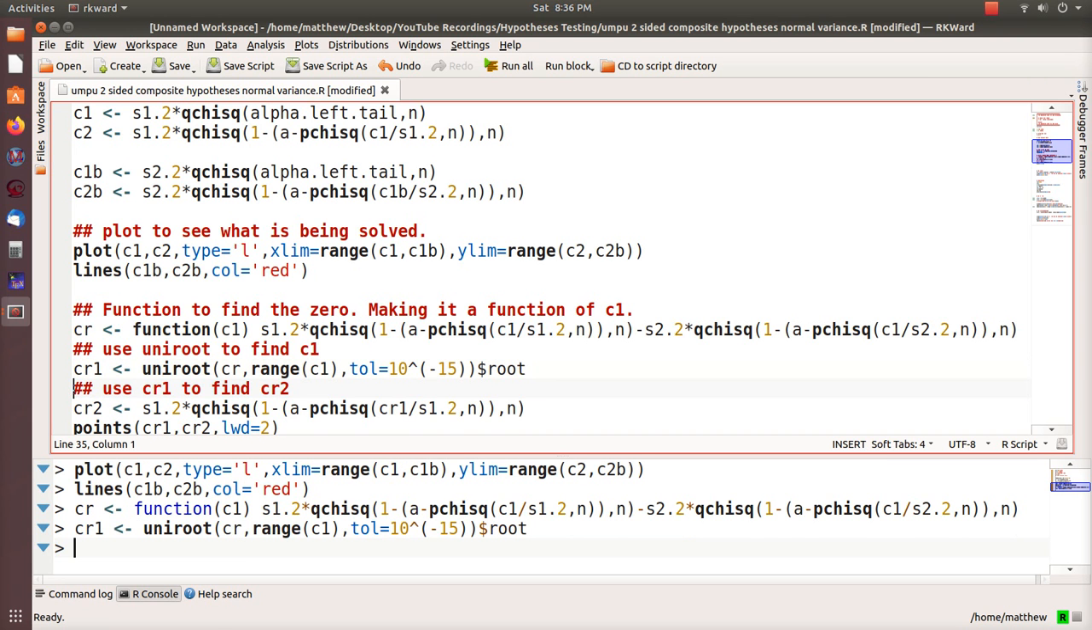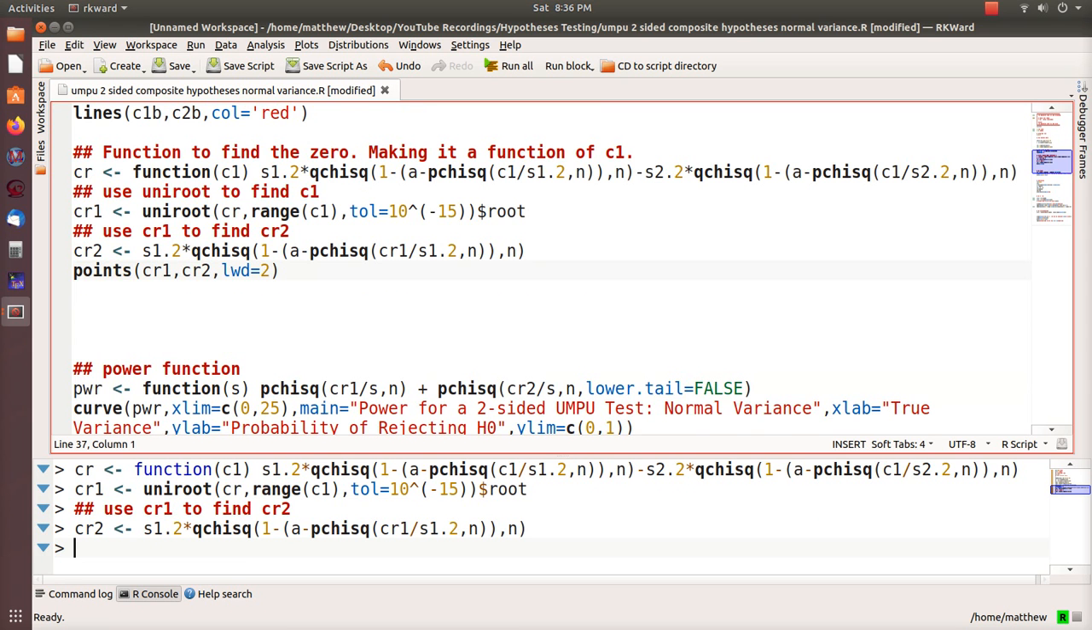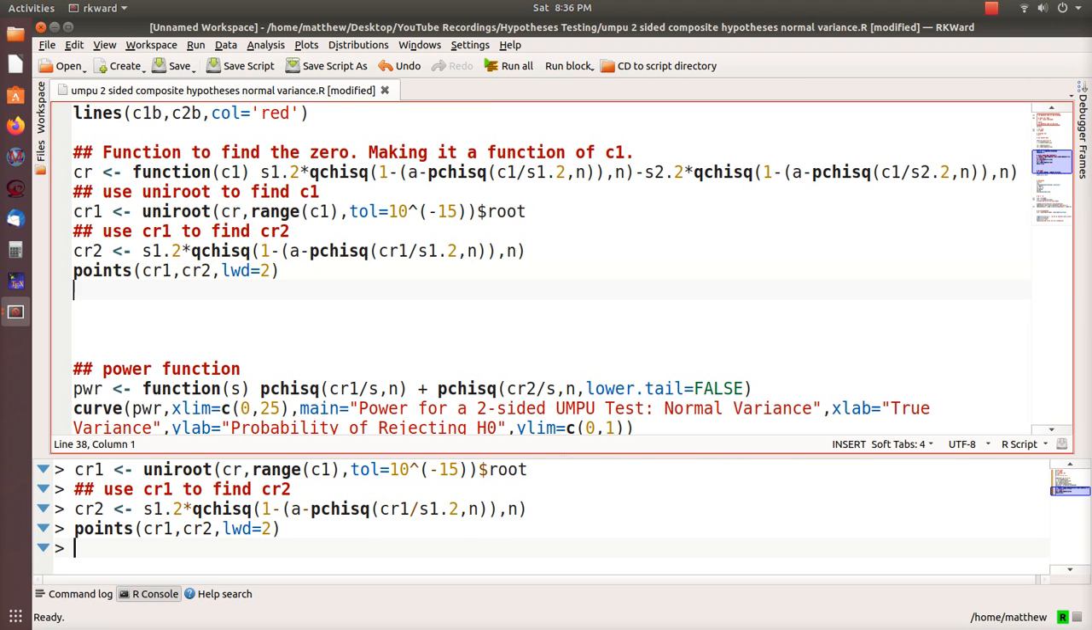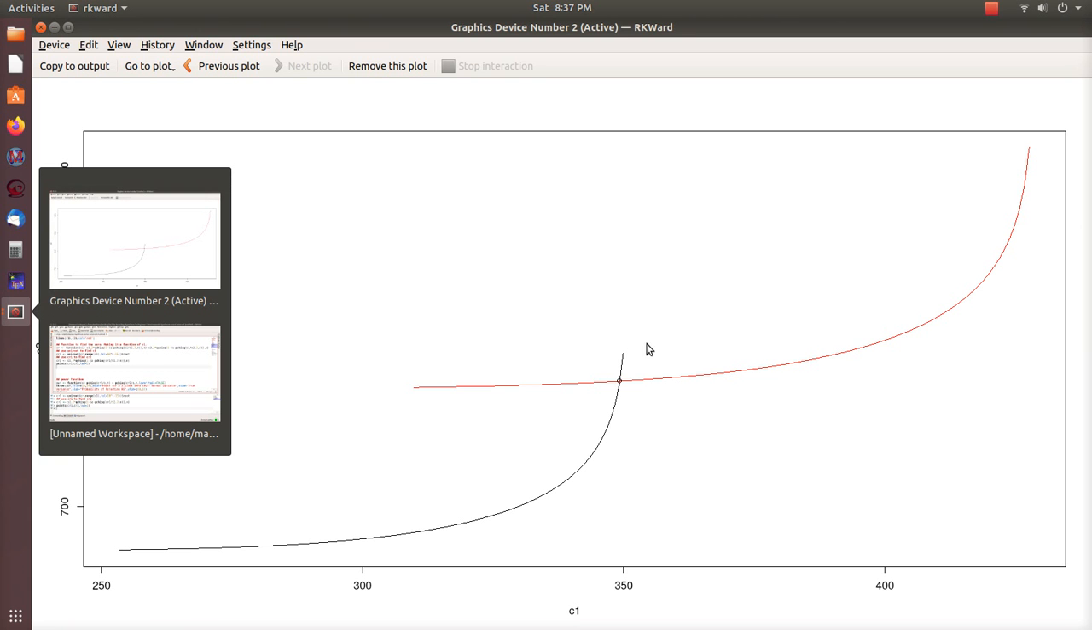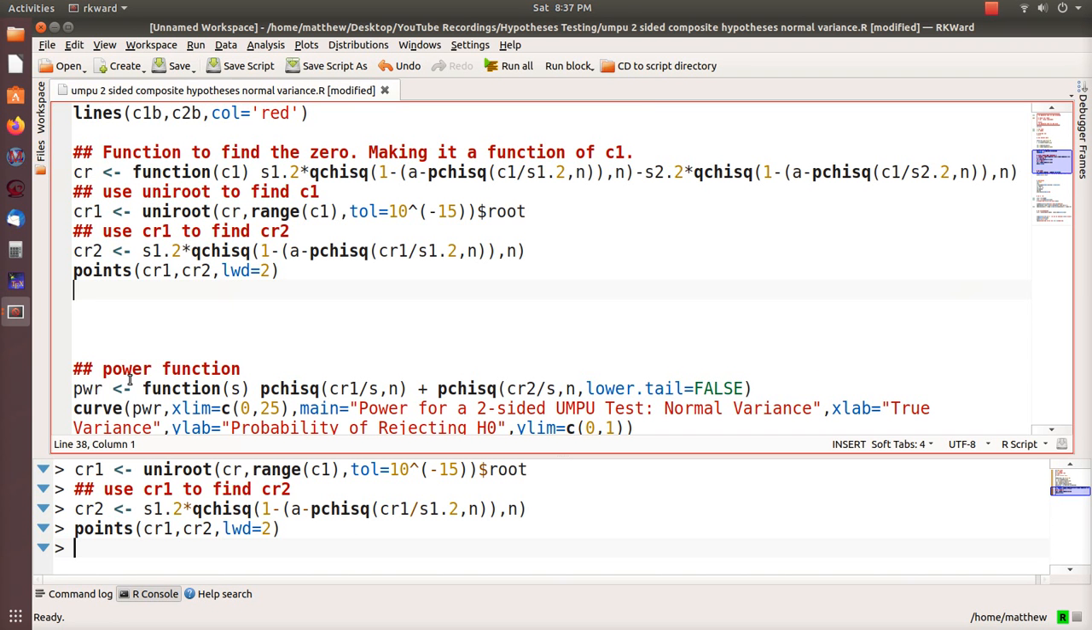So we have the C1 value, and then once you have C1 you can back solve for C2 very easily. So now let's plot that point that we just solved for, and I don't know if you can see it on my screen, but there's a circle around that point. And that's what we just solved for using uniroot, this value right here. But I like the lines, because then you get to see exactly what we're solving for.